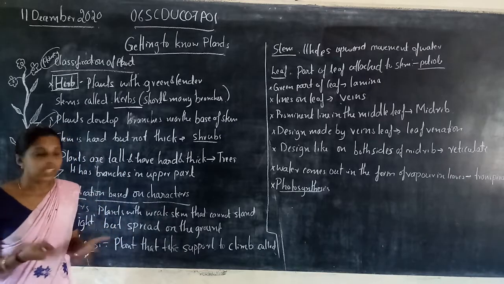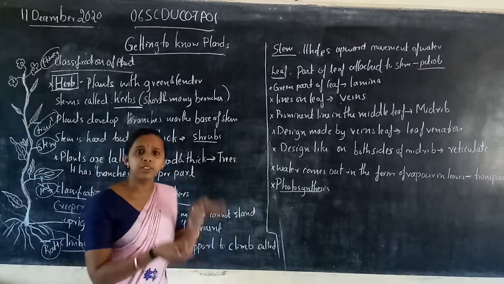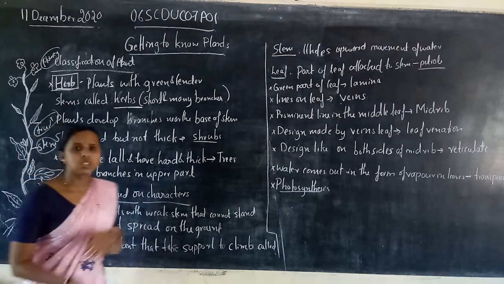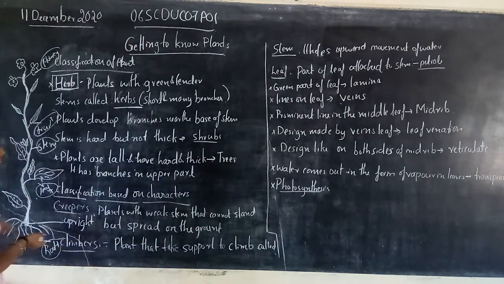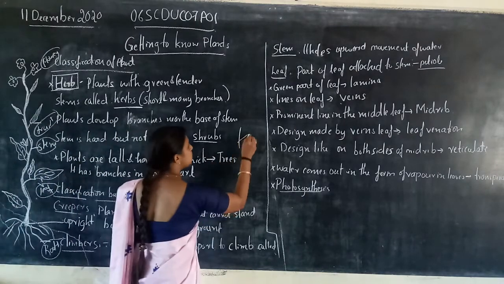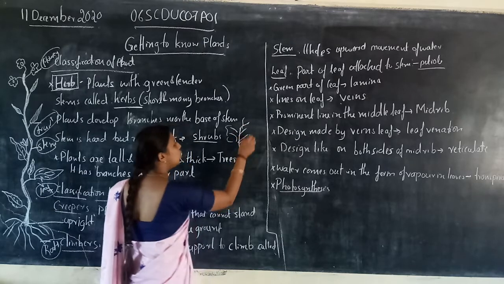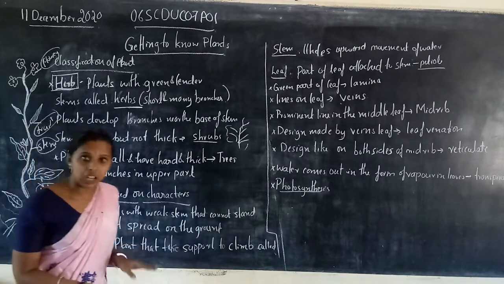What do they look like? These herb plants are very short and have many branches. If I look at these branches, many branches will be there. So such short plants we call herbs.